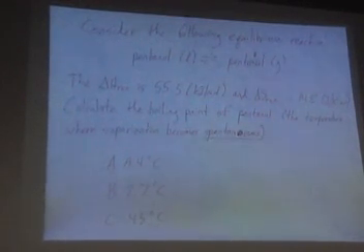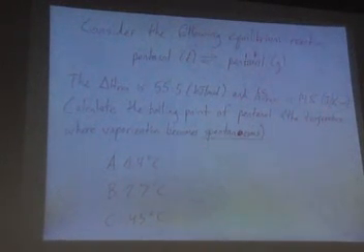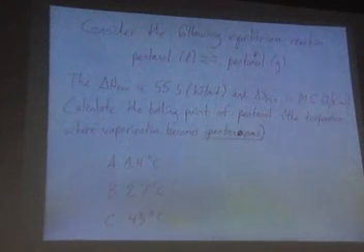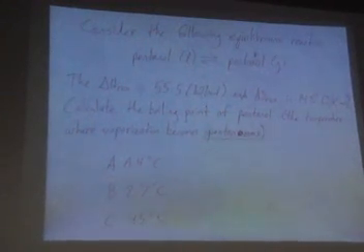Consider the following equilibrium reaction. We have pentanol liquid turns into pentanol gas. So this is just we're boiling this stuff. Delta H for this reaction is 55.5 kilojoules per mole, and delta S for the reaction is 148 joules per mole Kelvin.